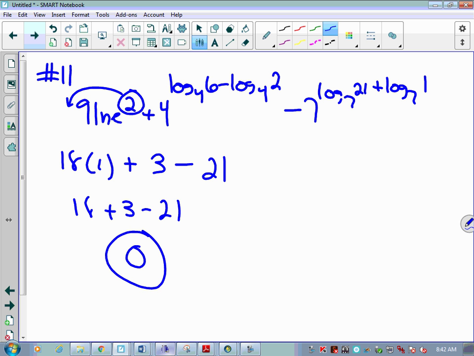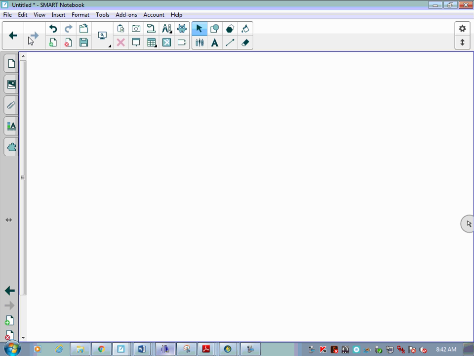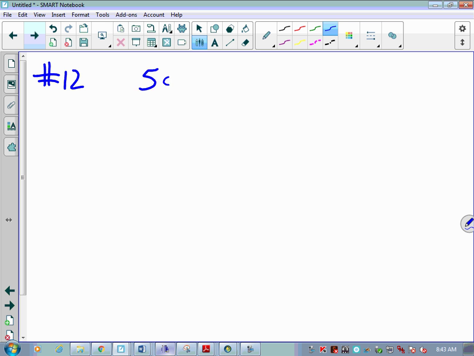Okay, number 12. Number 12, multiply. Express your answer in rectangular coordinates. 5 cis negative 70 degrees. Okay, 3 cis 280 degrees.